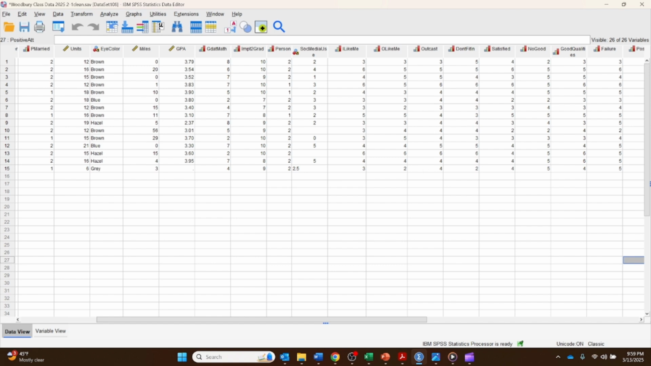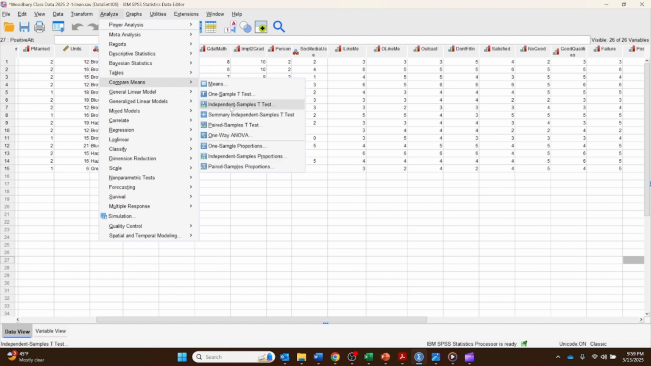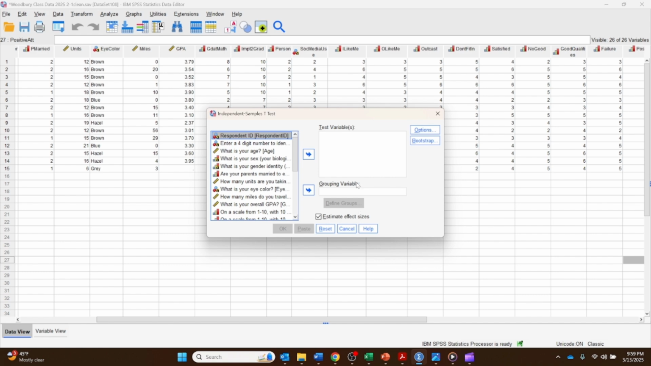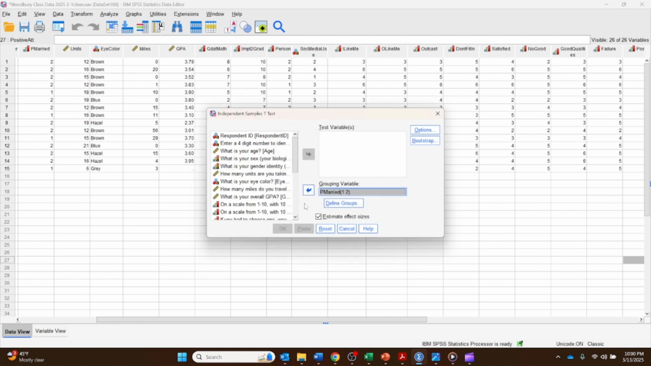To conduct that, I would go to Analyze, Compare Means, and Independent Samples t-test. And here I have test variable and grouping variable. Your grouping variable is your independent variable. It is your groups. So in my case, are your parents married to each other? And notice it gives you these two question marks, and that is going to ask me to define my groups. What were the values that I gave each group? And in my case, they are 1 and 2, which is the default. And so I'm good there.